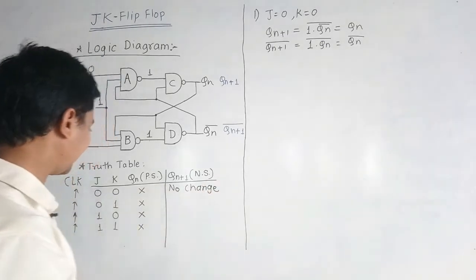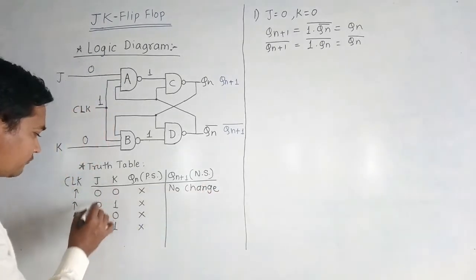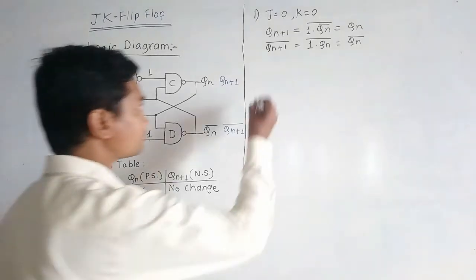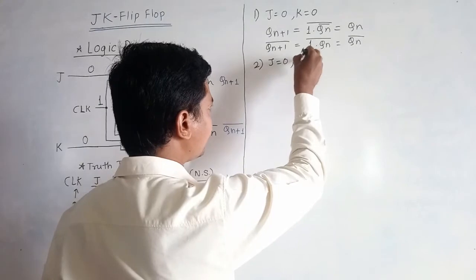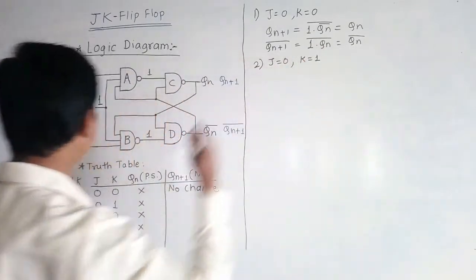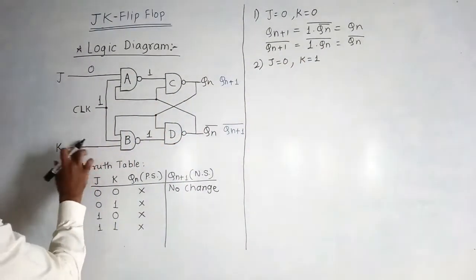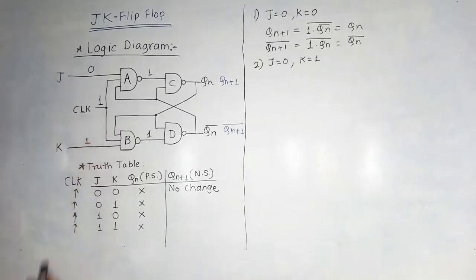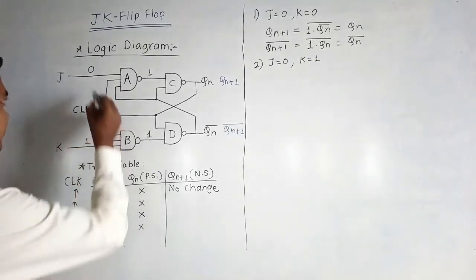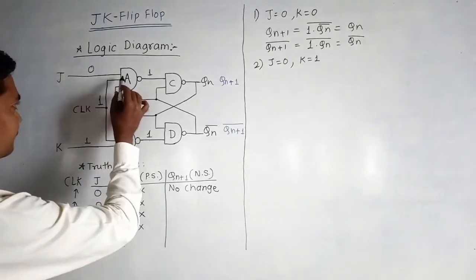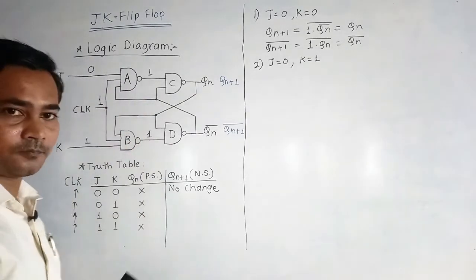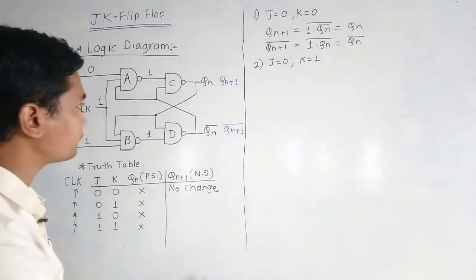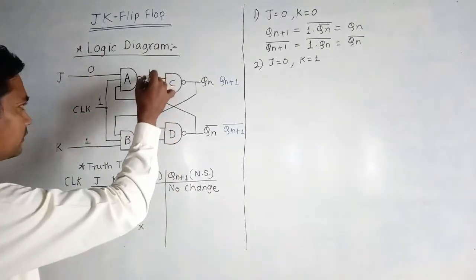Now the second case is J equal to 0 and K equal to 1. Now we will change the inputs. In this case, when J is equal to 0, that means if any input of a NAND gate is 0, then obviously the output should be 1. So here 1 is obtained.